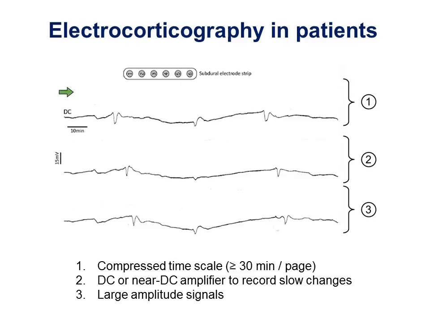Secondly, note the DC here, which indicates that this is a full band or direct current recording. What that means is that the amplifier is capable of recording very, very slow changes all the way down to the theoretical limit of 0 hertz or the DC offset. That's also in contrast to EEG, as I'll explain.